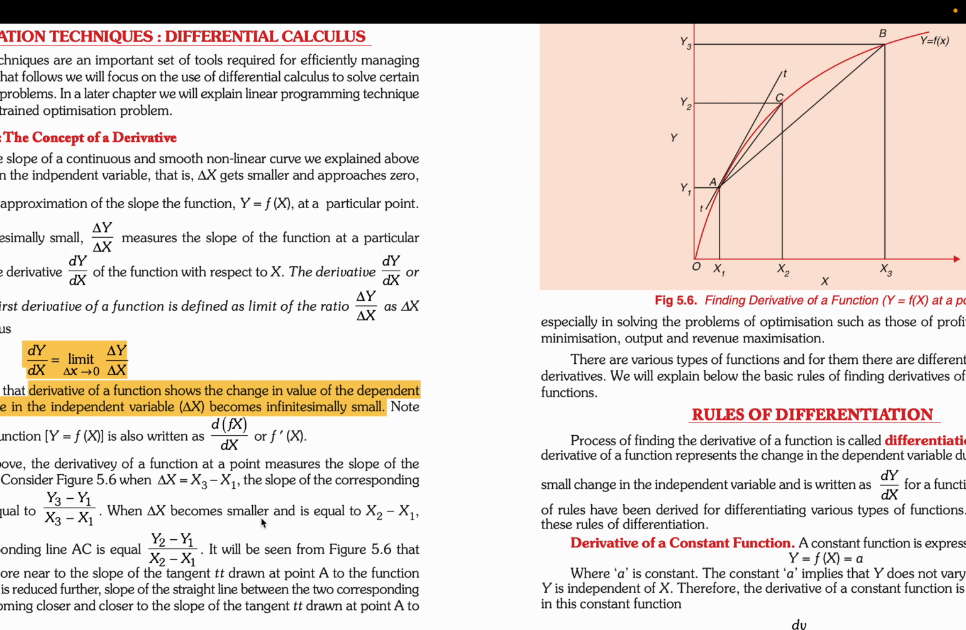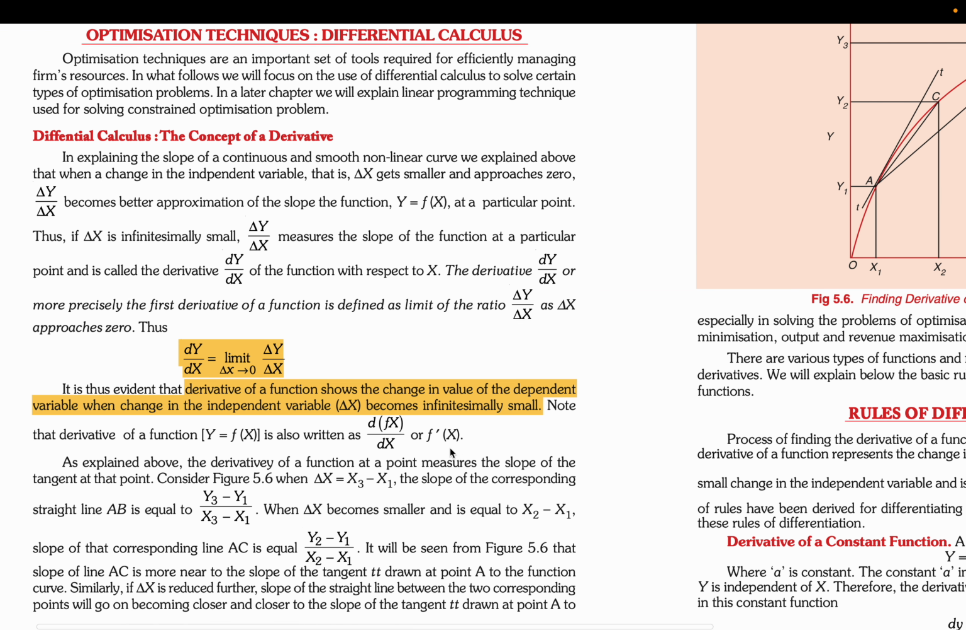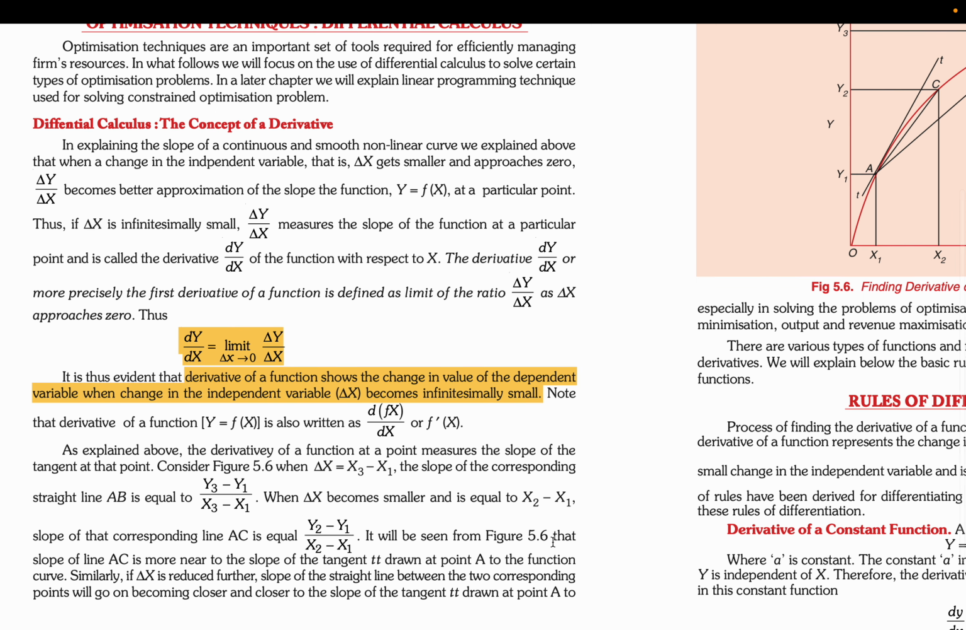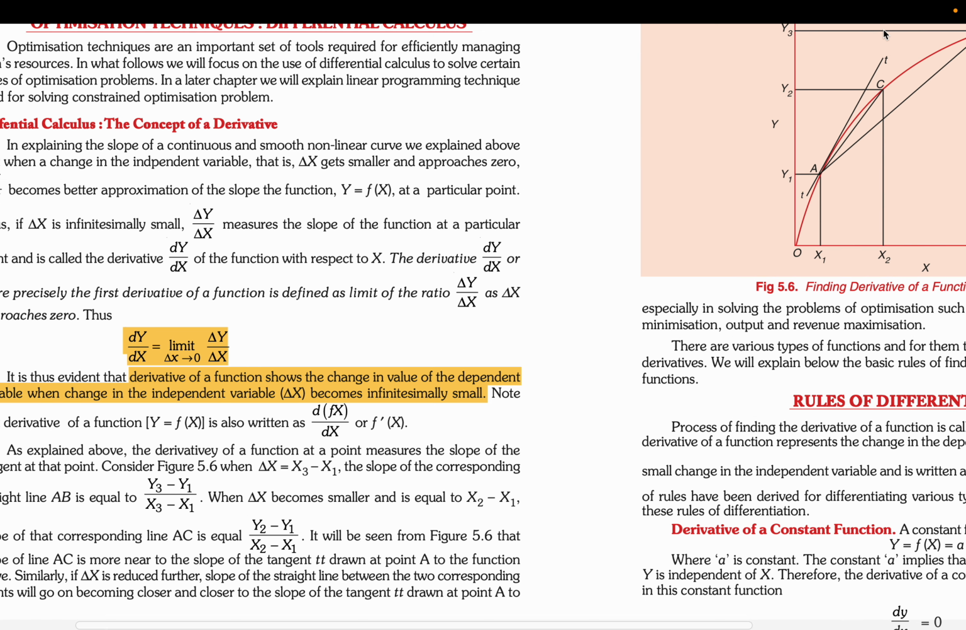When x becomes smaller and is equal to x2 minus x1, which is for AC, the slope of that corresponding line AC is equal to, similar intuition. It will be seen from figure 5.6 that the slope of line AC is more near to the slope of the tangent TT drawn at point A to the function curve. Again, we've already seen this in the last graph.